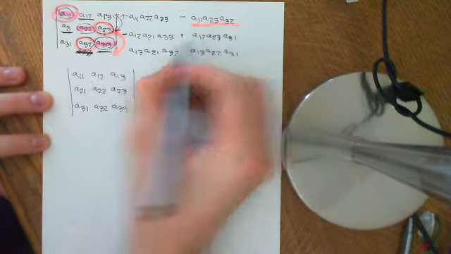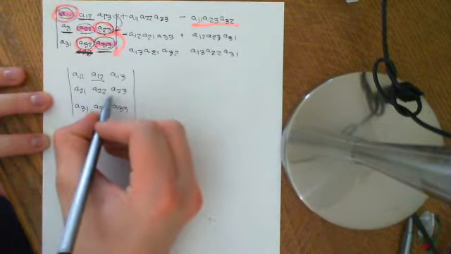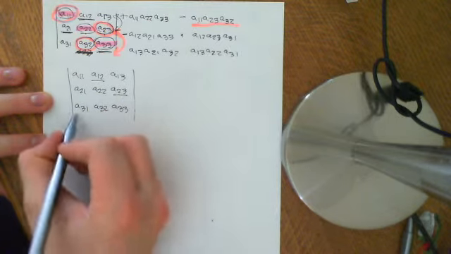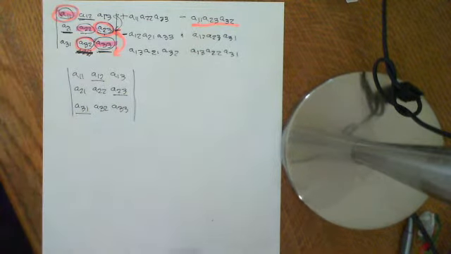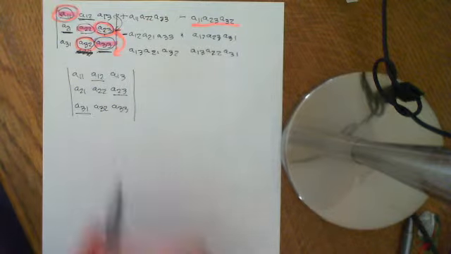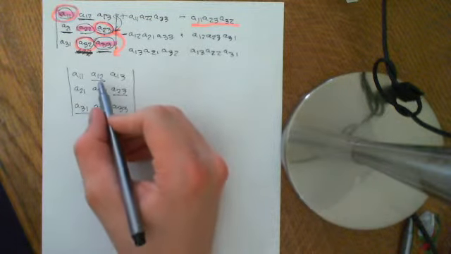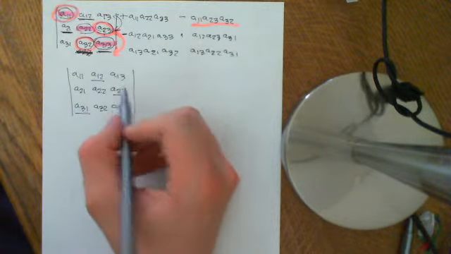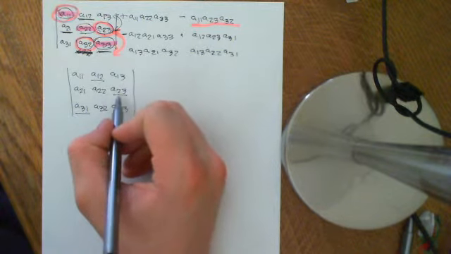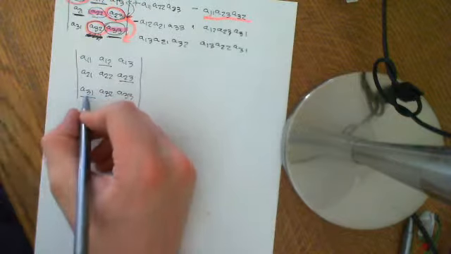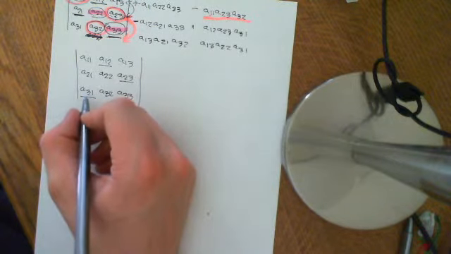Okay, so let's look at this one. A12 here, A23 is here, and A31 is here. So absolutely none of those are in the right position. This is in the second column but the first row. This one is in the third column but the second row, and this one is in the first column but third row.